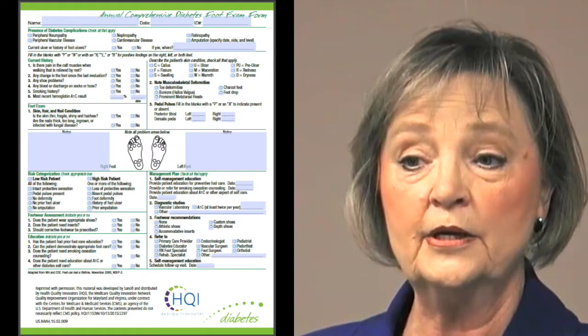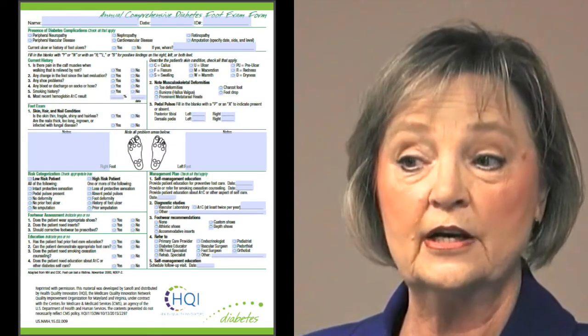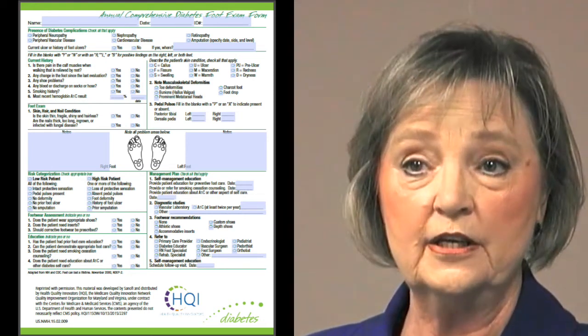The 2017 Standards of Medical Care in Diabetes recommend that all patients with diabetes should be assessed for peripheral neuropathy starting at diagnosis of type 2 diabetes and 5 years after the diagnosis of type 1 diabetes, and at least annually thereafter. The exam we will demonstrate consists of 3 components and should only take 3 minutes of the visit. You will find an annual comprehensive diabetes foot exam form that can be incorporated into your electronic health record in the resources that are available after this video.